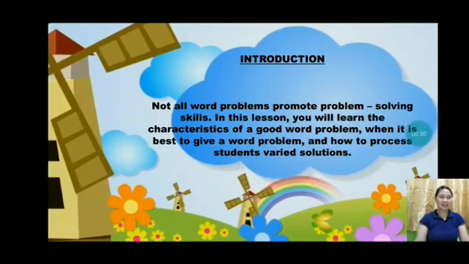Introduction. Not all word problems promote problem-solving skills. In this lesson, you will learn the characteristics of a good word problem, when it is best to give a word problem, and how to process students' varied solutions.